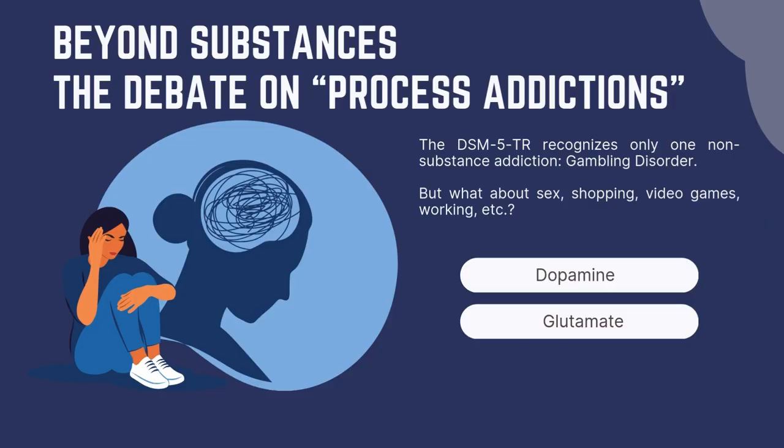So let's talk about the role of dopamine and glutamate. So dopamine is the "I want this" neurotransmitter. It reinforces pleasure and motivation. And glutamate helps to form strong behavioral habits, making it hard to stop. So both dopamine and glutamate play a role in addiction. They play a role in substance use disorders. They play a role in the process addictions like gambling disorder too.